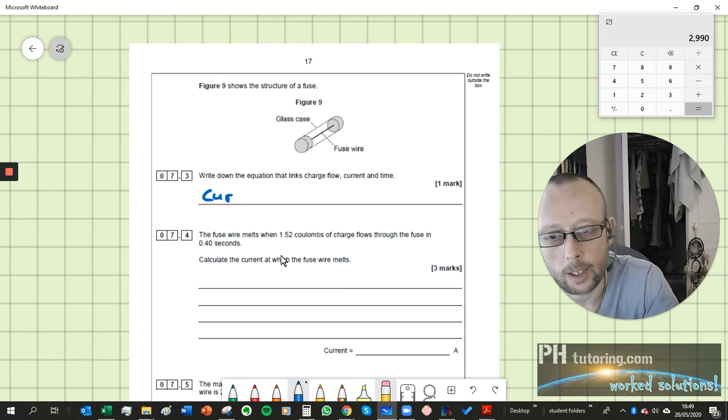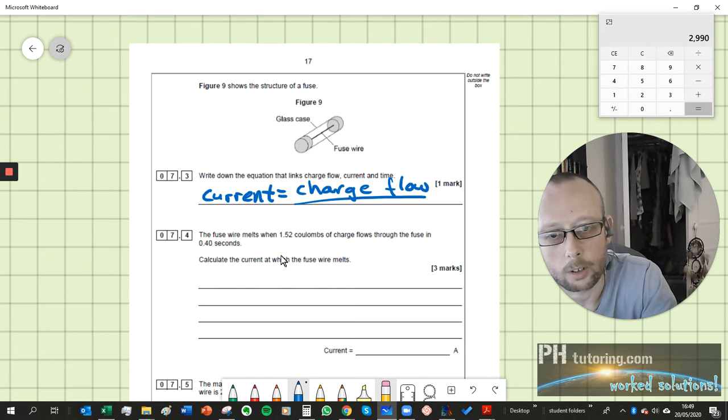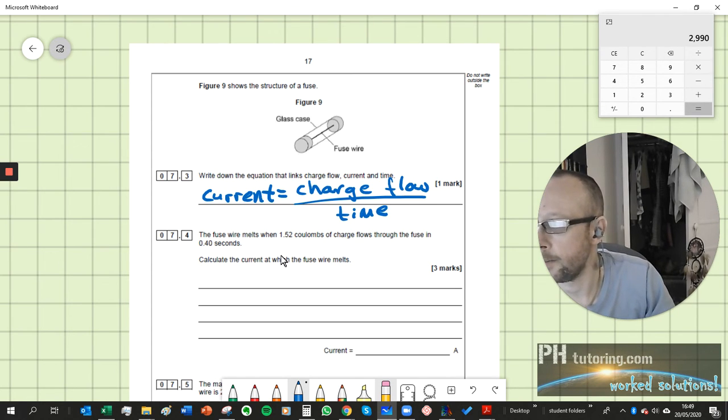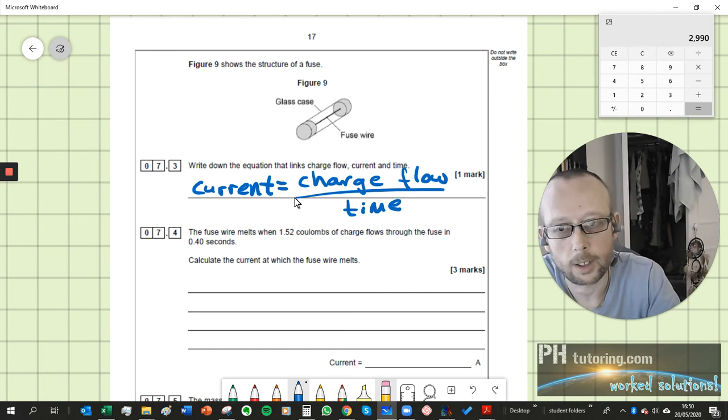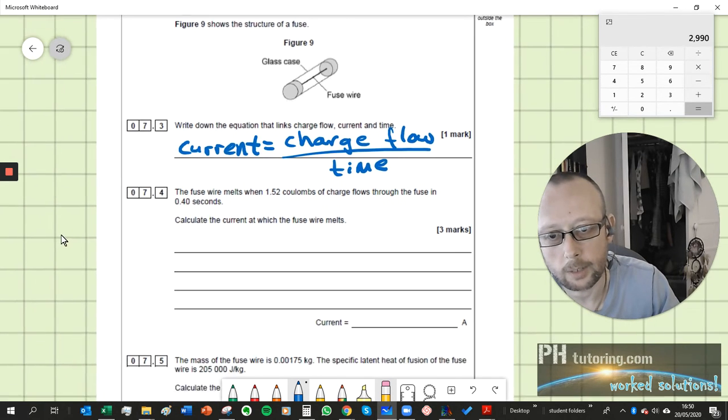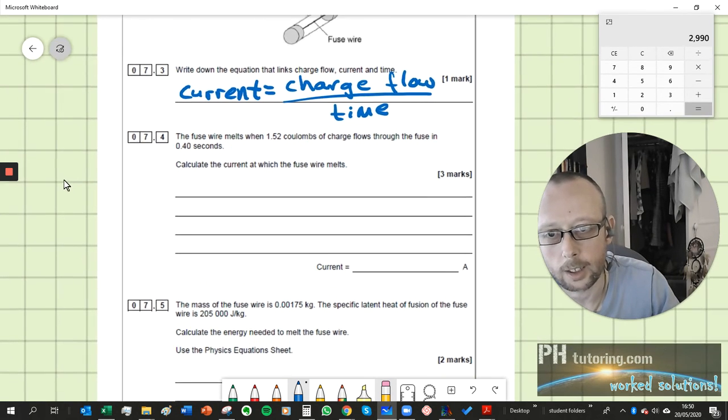But I'll tell you now, it is current is equal to charge flow. You could just put charge. I often just teach it as charge divided by time, or time taken. You can rearrange it to charge is equal to current times time. But any rearrangement is fine. You're just asking for an equation that links the three.